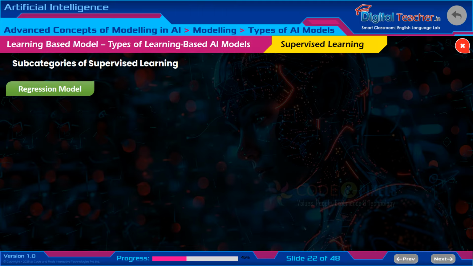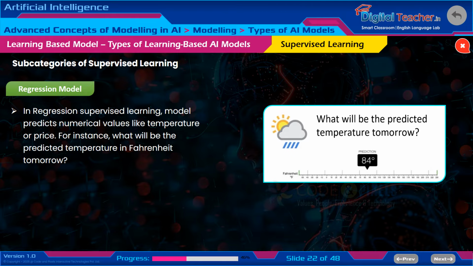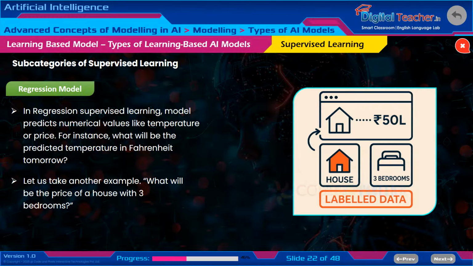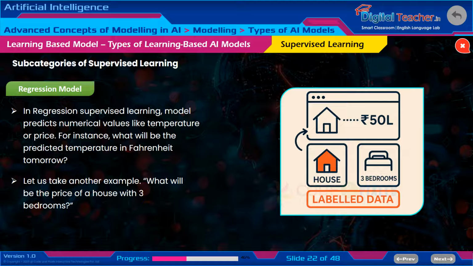Regression model. In regression supervised learning, the model predicts numerical values like temperature or price. For instance, what will be the predicted temperature in Fahrenheit tomorrow? Let us take another example. What will be the price of a house with 3 bedrooms?